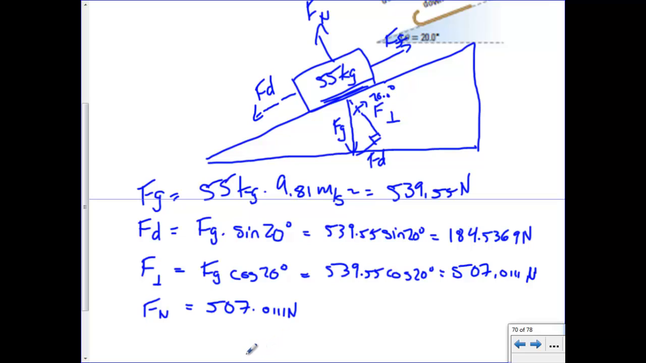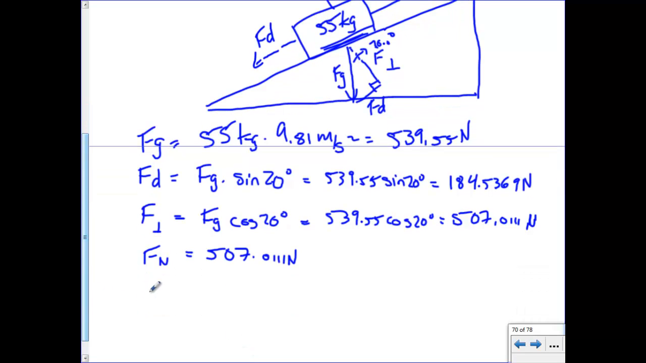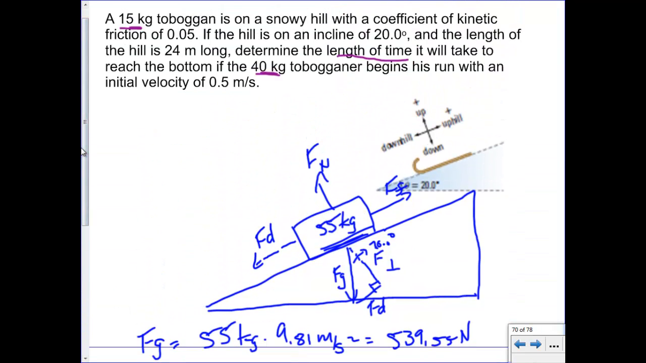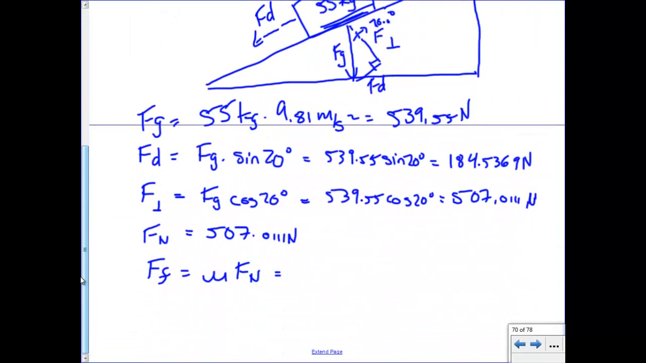Last force then, the only one I haven't actually solved for here, I think, is the force of friction. And to do that, I need U times Fn. I have the normal force now, though. What is the U value? Okay, now does that U value make sense? We're sliding on ice. It should be really low, right? So 0.05 times 507.0111. So I got 25.35.